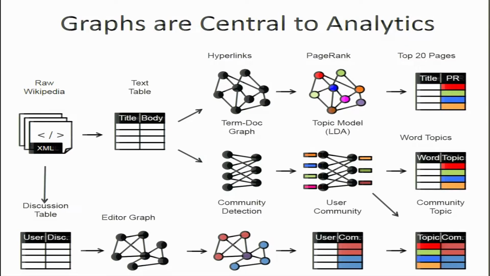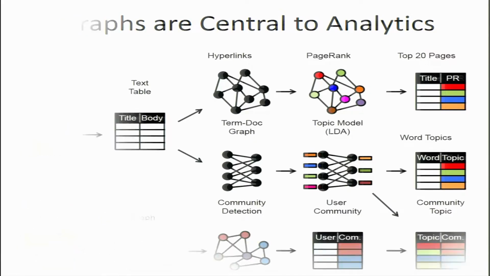Now we can combine both of them, that is the topic model and the user community together, to get the topic community information in the form of a table. So from raw Wikipedia, we can get the top 20 pages with the title and their page ranks. Similarly, from the raw Wikipedia text, we can get the words and their corresponding topics. Similarly, we can get the topics and the different communities.